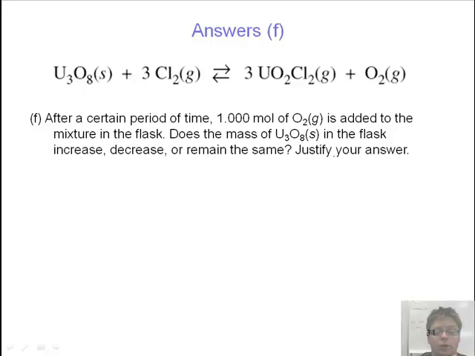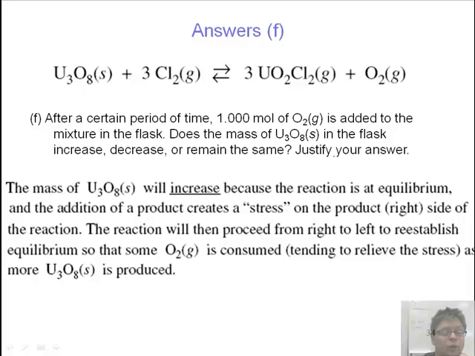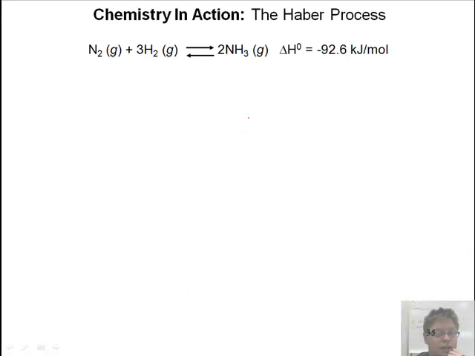At a certain period of time, 1 mole of O2 is added to the mixture in the flask. Does the mass increase, decrease, or remain the same? So we add O2 to it. What's it going to do about the equilibrium position? Mass of U3O8 will increase because the reaction is at equilibrium, and the addition of a product, we added a product here, will cause a stress on the right side. The reaction will proceed from the right to the left to reestablish equilibrium so that some O2 is consumed as more of this and this are produced, and that concentration will go down. So that's how to explain answer to F.